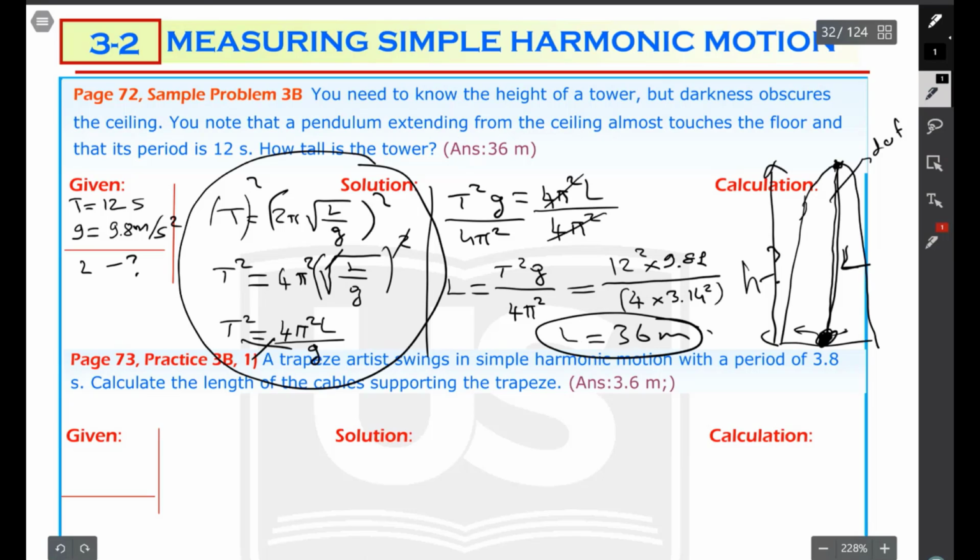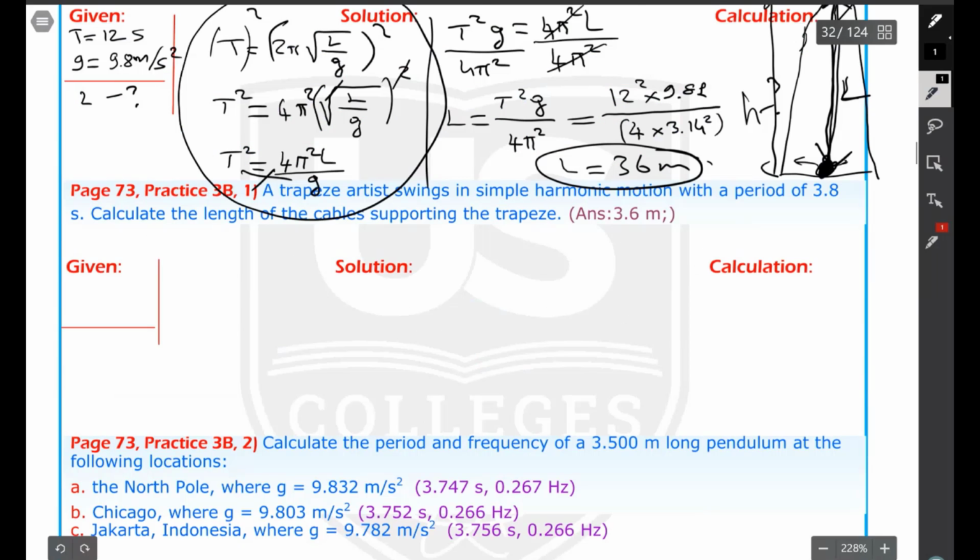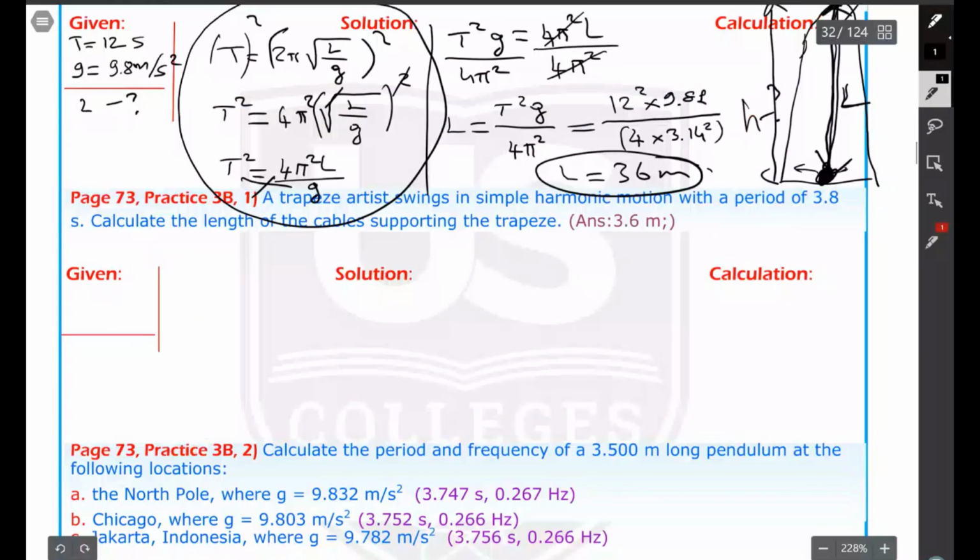If the length of the rope from the floor to the ceiling is 36 meters, it means the height of the tower also must be 36 meters. So this is how we solve the problems. As you see, they are not so hard. This is the hardest one. If you say a question is hard, this is the hardest one. There are no other questions harder than this in this section. The rest are very similar.